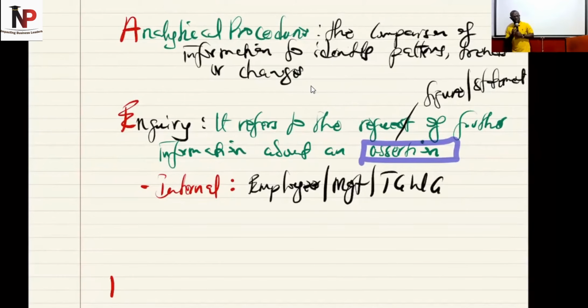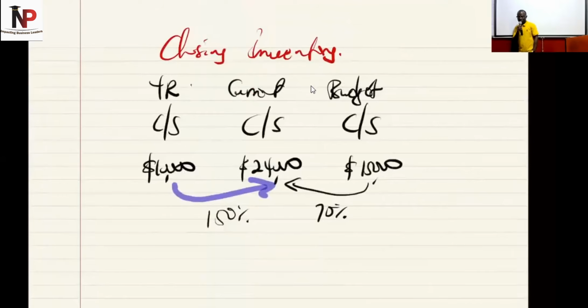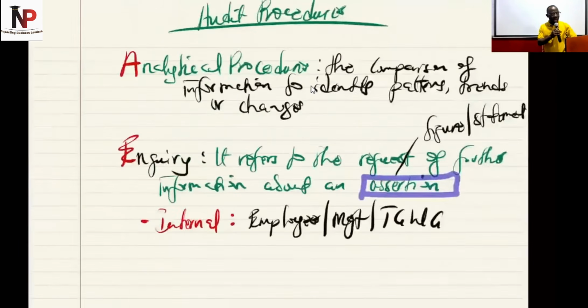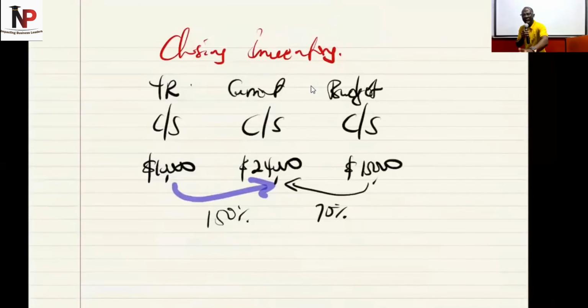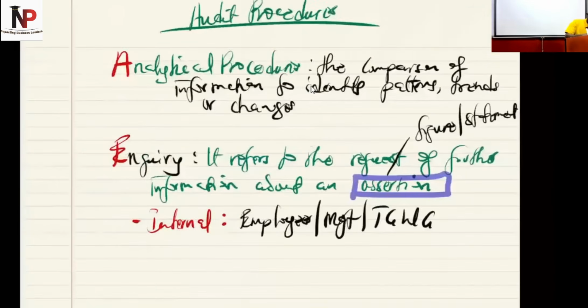Internally, for instance, we did the analytical procedure. Remember, if closing inventory is overstated, profit will go up and GRA will come down because assets will go up. So now we will have a questioning mind. We'll go and ask management, why is your current year closing inventory up by 150% from last year and up by 70% from your budget? Why? That is called inquiry.